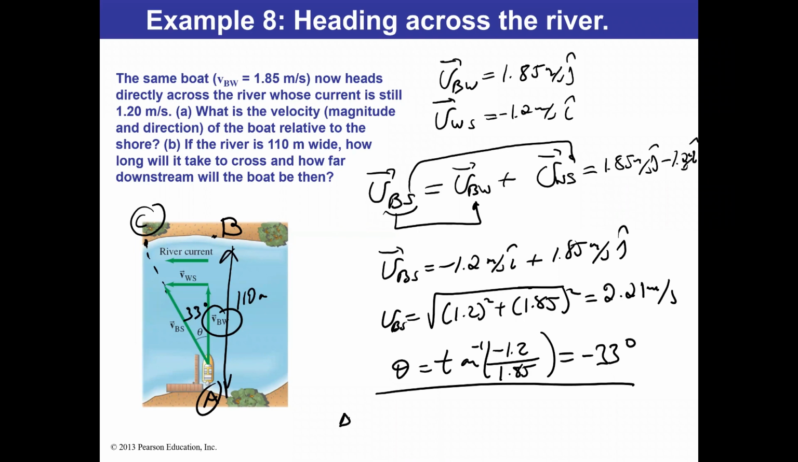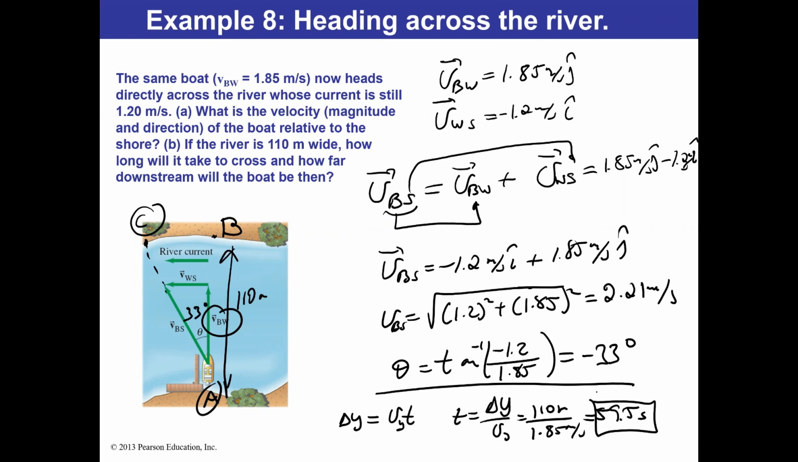So you can say that delta Y is equal to V times T, or time is equal to delta Y over V, where this is the vertical velocity. So 110 meters divided by 1.85 meters per second, and we're going to get 59.5 seconds. That's roughly 60 seconds. That's how long it's going to take.